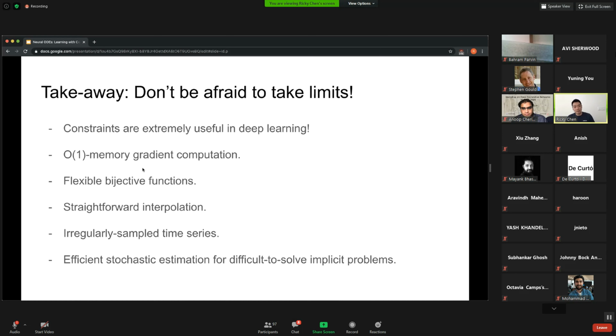Right, so the brief one-line takeaway is simply to not be afraid to take limits. There are existing tools that can efficiently compute or efficiently estimate these limiting quantities. So using limits in your model or the objective is actually more tractable than you might think.